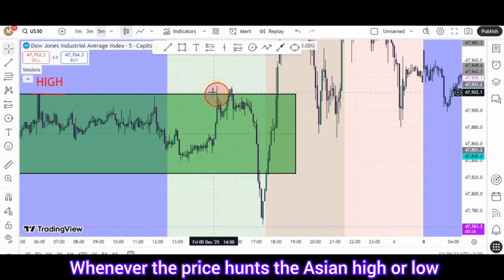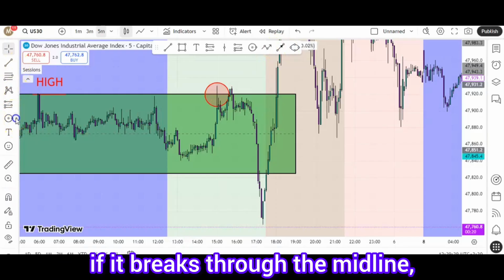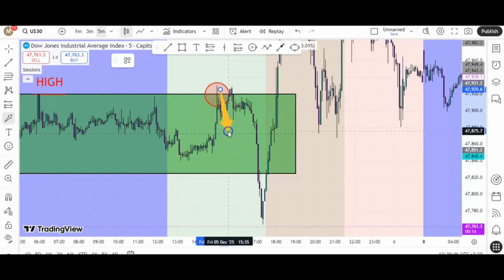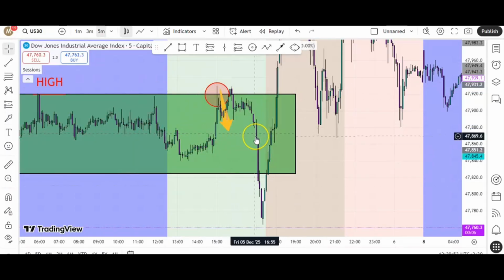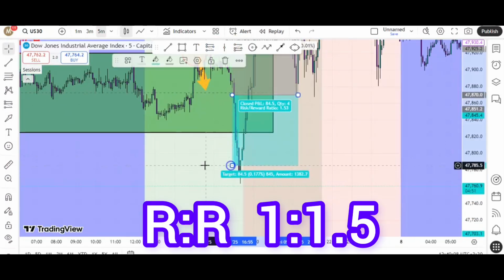Whenever the price hunts the Asian high or low during the London session and then pulls back inside the box, if it breaks through the midline, we enter a trade in that same direction, just like here. Risk to reward ratio 1 to 1.5.